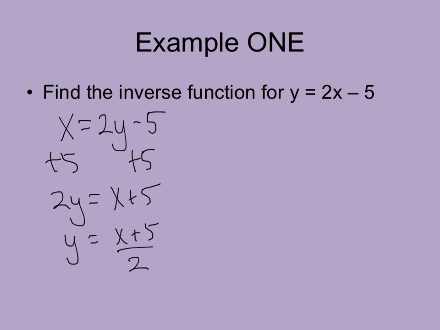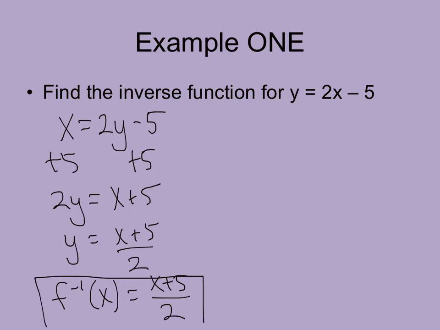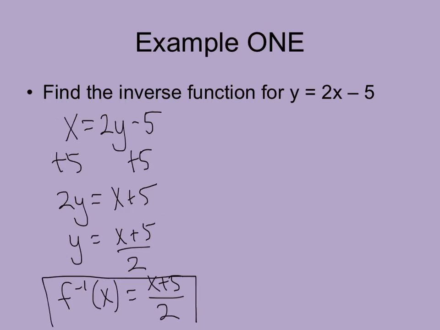Remember, once you are finished, which we are, we've isolated y, we want to replace the y with our inverse notation. So f inverse of x is (x plus 5) over 2. So we have found the inverse function. Now, this was the example that I used to show you the mapping from domain to range. And if you remember, when I inputted negative 1 into the original function, I got back negative 7, so that was my output value. And I told you that if you input negative 7 into the inverse function, you will get negative 1. So I just want to show you that.